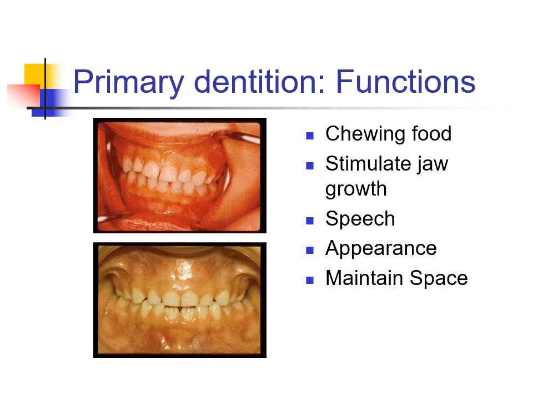So as we finish up our study of the primary dentitions, let's remind ourselves that the primary dentition functions are for chewing of food, of course, but it also stimulates jaw growth and helps affect the speech and appearance, and it maintains the space for the permanent dentition. These are all very, very important functions to the growing child.